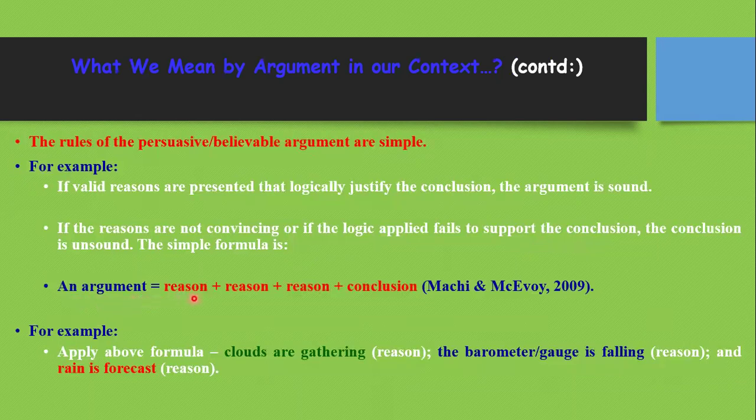So the argument is equal to reason, reason, and then conclusion. Reason means the premises that I was providing. It means the evidence that you need to provide to convince the reader about your argument. Then you conclude something. For example, apply the above formula. Clouds are gathering. That is a reason. The barometer gauge is falling. That is a reason. And rain is forecast. That is a reason.